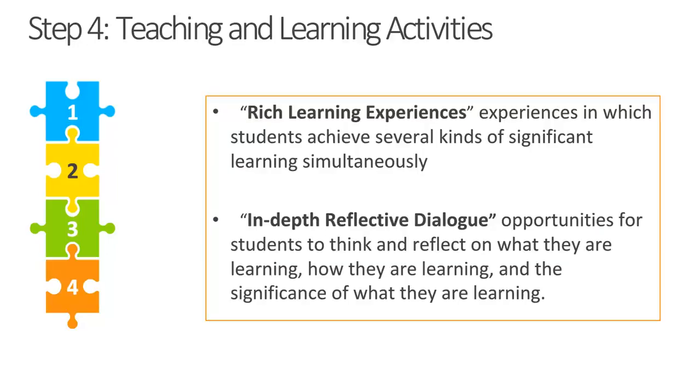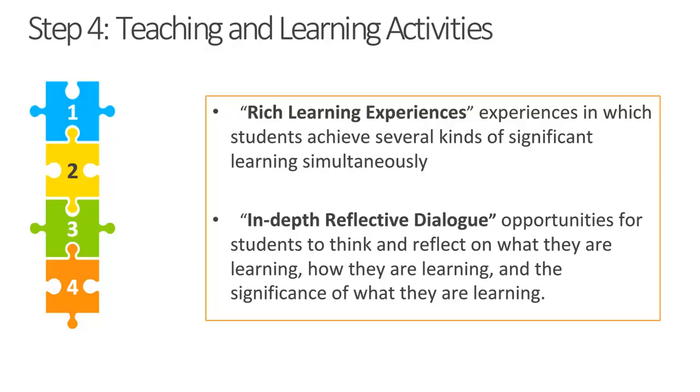Step 4, Teaching and Learning Activities. What would have to happen during the course for students to do well on the feedback and assessment activities? Think creatively of ways of involving students that will support your more expansive learning goals. Suggestion: use active learning activities, especially those related to rich learning experiences in which students achieve several kinds of significant learning simultaneously, and in-depth reflective dialogue opportunities for students to think and reflect on what they are learning, how they are learning, and the significance of what they are learning.